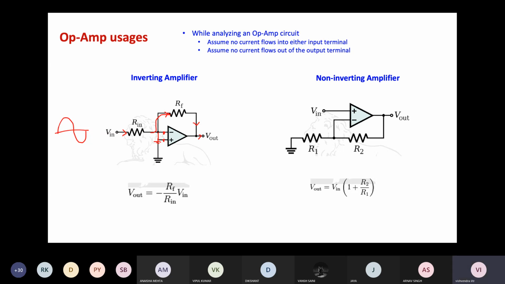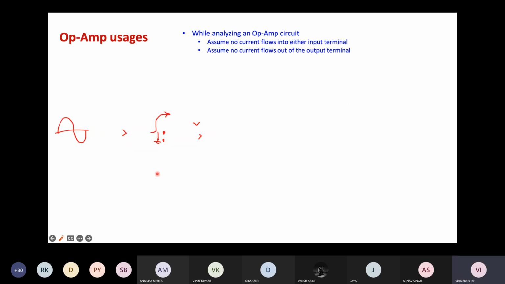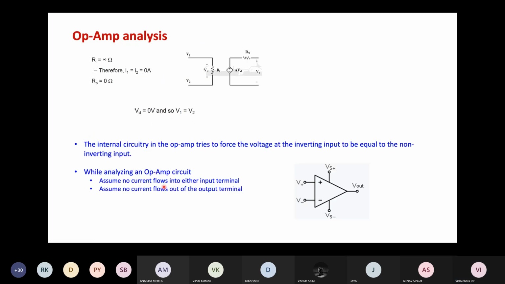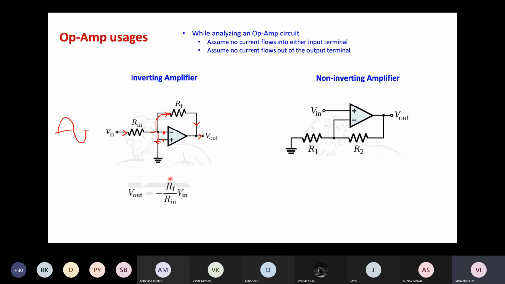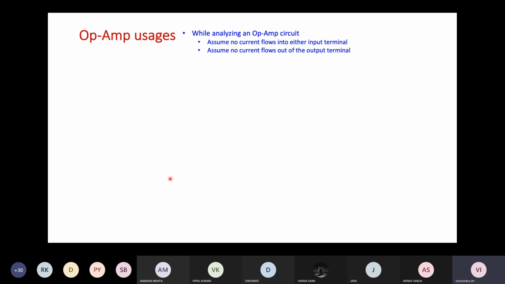Okay, so I recommend all of you to do this KVL and KCL analysis. If you remember these three points about the op amps, then it's just a matter of KVL and KCL.